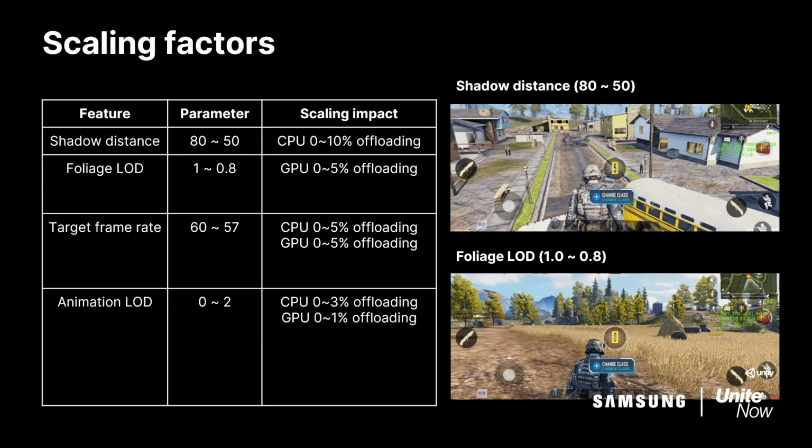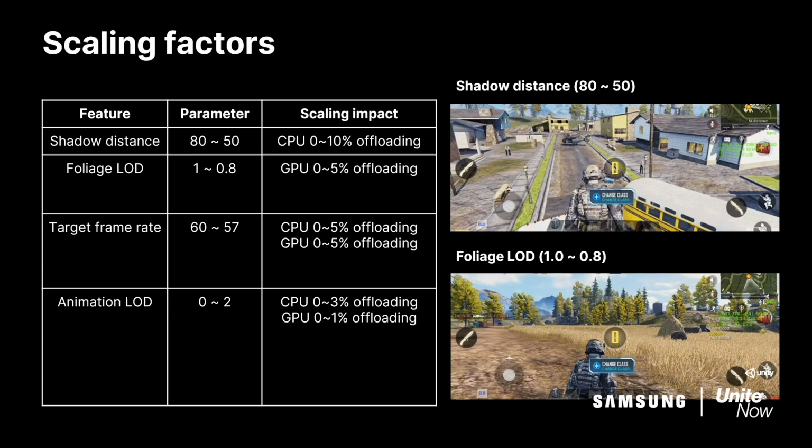The gradual performance maintenance was deemed worthy of a gradual, very small visual difference. So what's actually visible in the game as a difference due to adaptive performance is, first of all, in the top right GIF, you can see that the shadow distance is reduced gradually from 80 to 50. This is the distance at which shadows are actually rendered for objects. The default is 80. As the device starts to heat up, that gradually reduces down to 50.